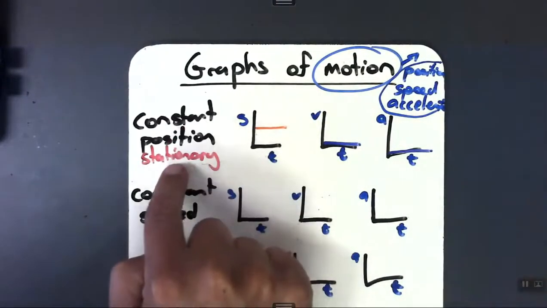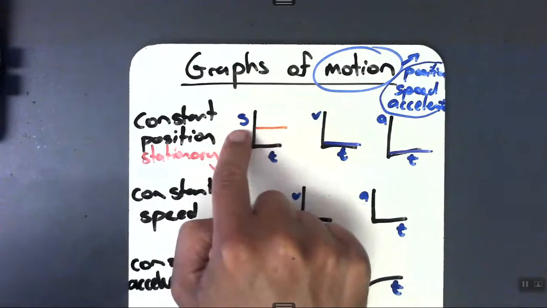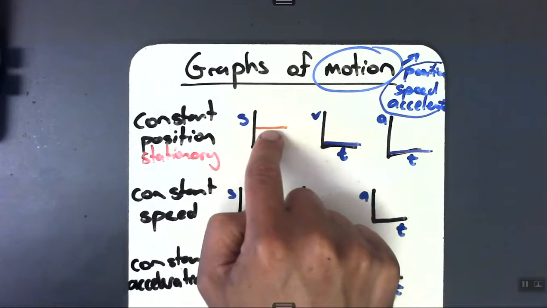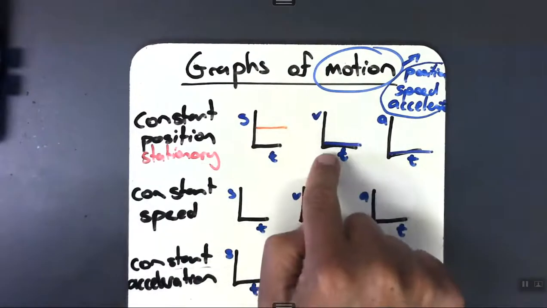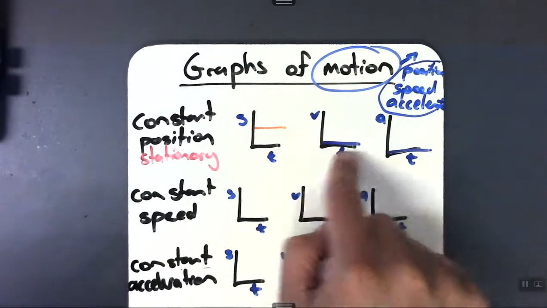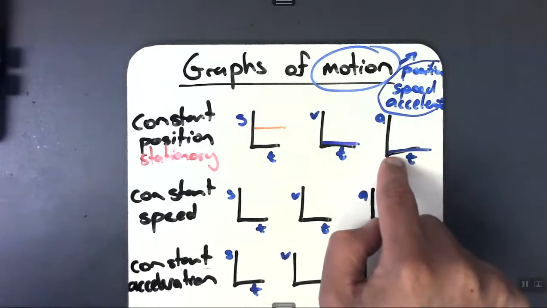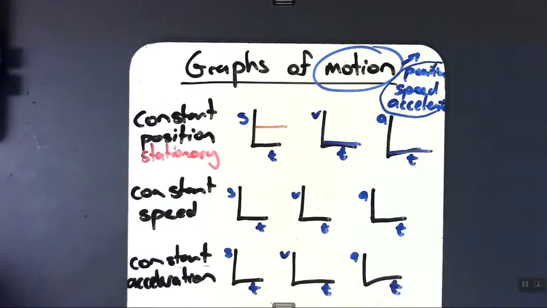When we're standing still, or when we're stationary, if we look at our displacement, we are not moving, so there's no displacement or no change in position. If we look at our velocity, there's no movement, so the velocity is 0. If we look at the acceleration, it is 0.